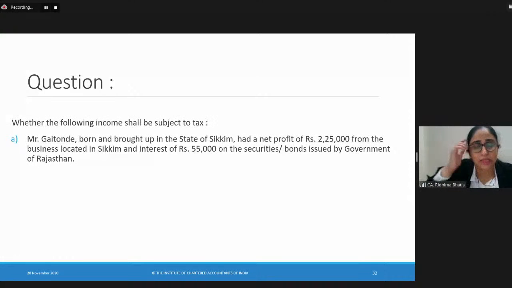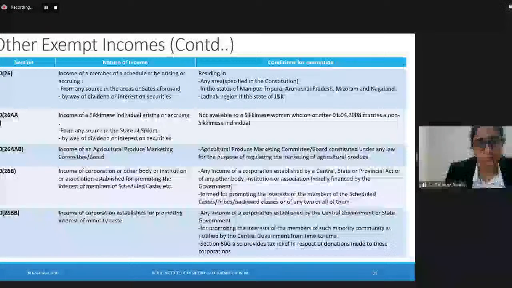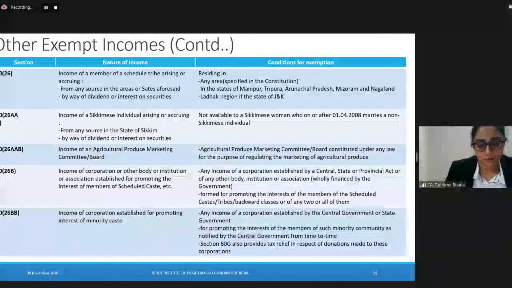Clear? Anyone has any doubt up till now? But we are coming closely now to your section 10AA.